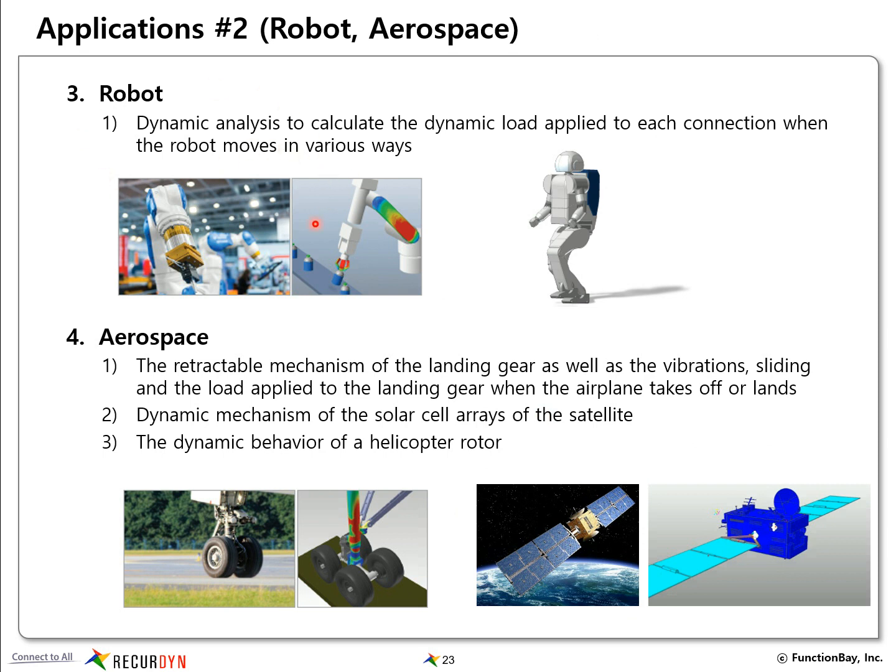Robot industry also uses RecurDyn a lot. Many users use RecurDyn to select an appropriate motor or to design a controller for robot. In aerospace industry, physical test is very expensive and difficult. At the same time, the transient behavior of the system is very important. For example, landing gear or satellite. So RecurDyn is useful in this area.